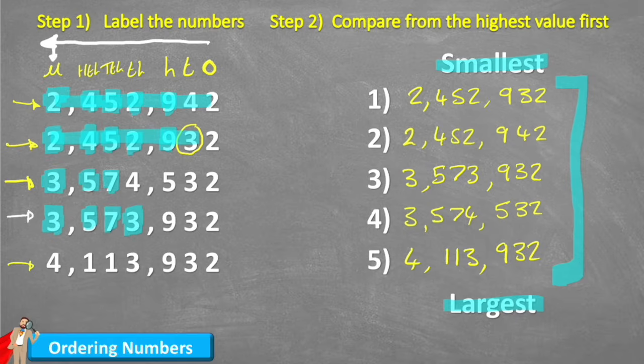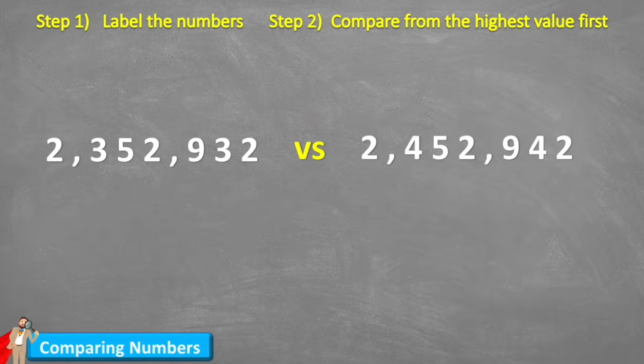And now a good tip, now that we've organised them, is just to double check by looking at our numbers in this sequence and check that they are in the right order. And in this case, yes, they are. Okay, so that's ordering numbers. Now let's have a look at comparing numbers.